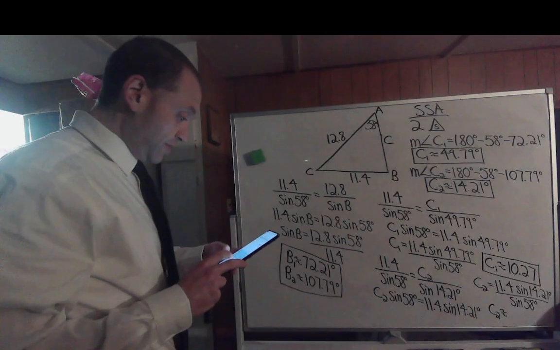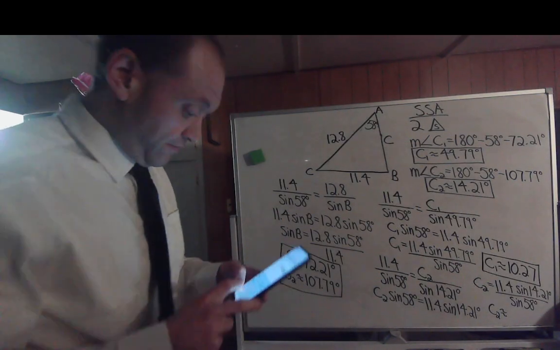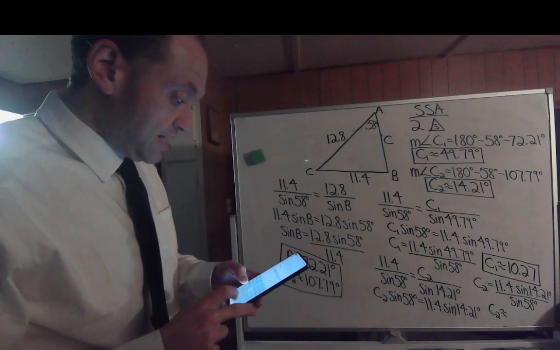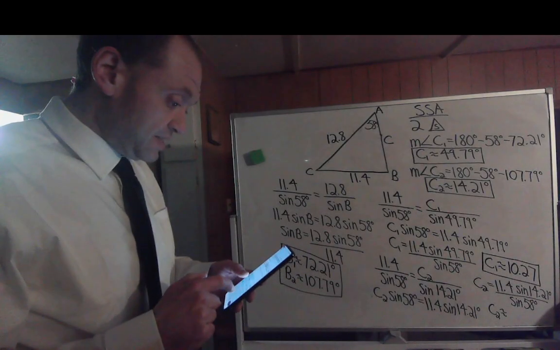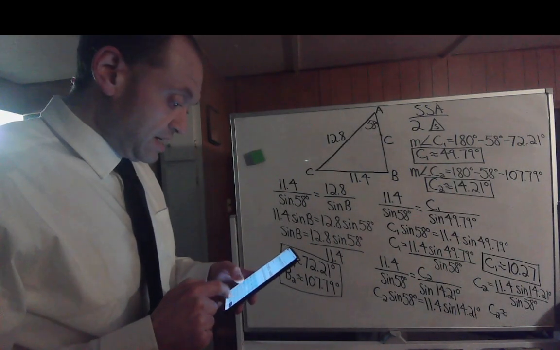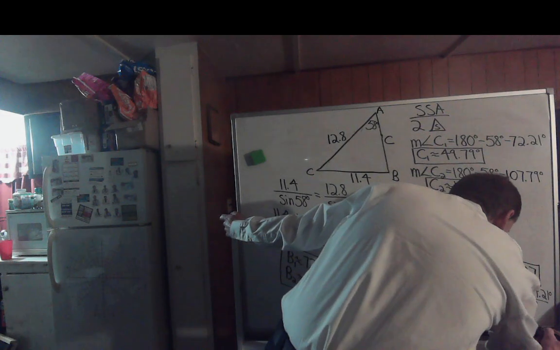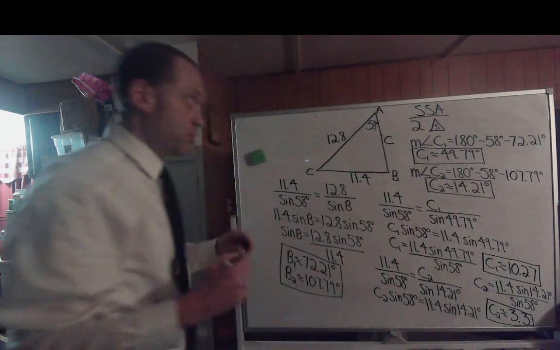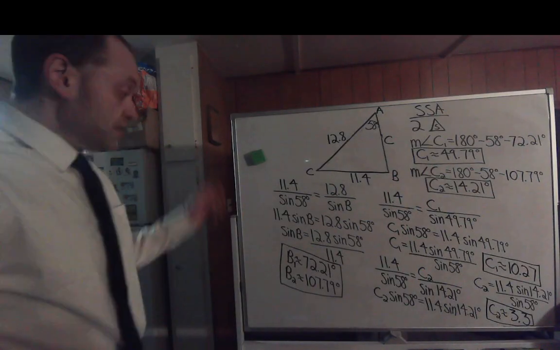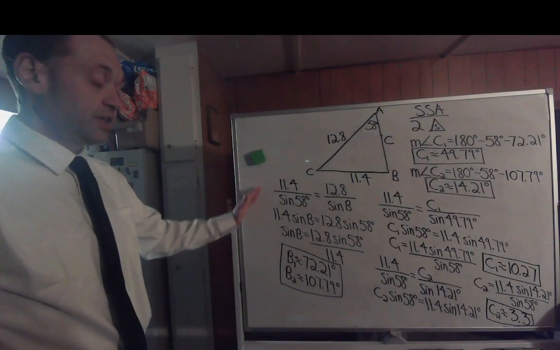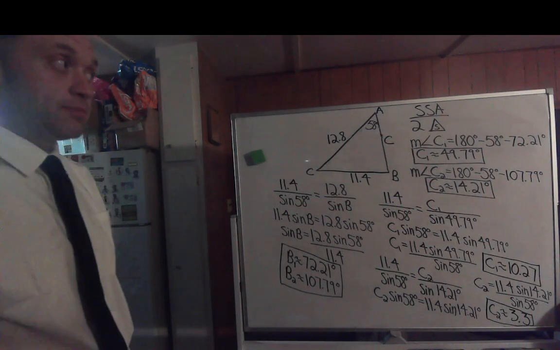Alright, so 11.4 times the sine of 14.21. Take all that, divide it by the sine of 58, you get a length of approximately 3.3. So the second possibility for side C is a length of 3.3. So sometimes when you have 2 triangle possibilities, you're basically going to do double the work for one problem.